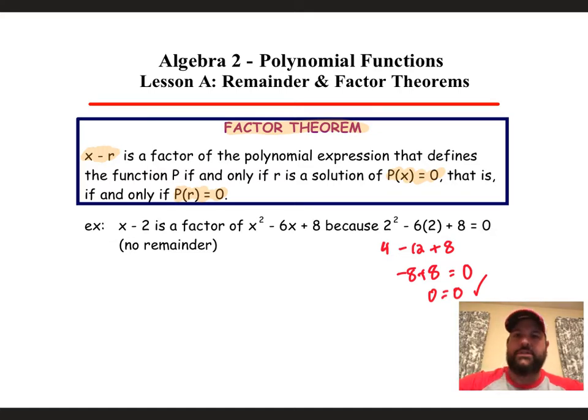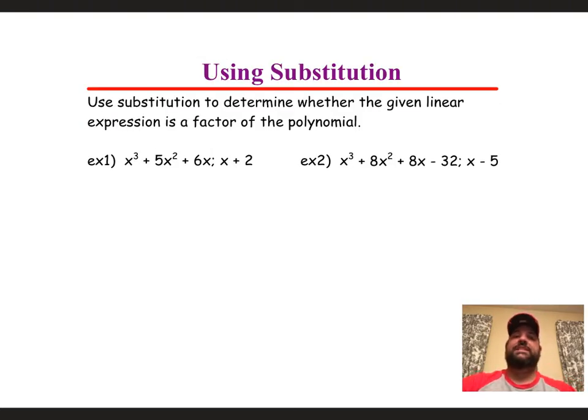So let's take a look at two examples where we're going to be using the factor theorem to determine is a binomial a factor of a polynomial or not. Alright, so we're going to test here the factor theorem by using the process of substitution. In other words, we're going to take whatever our linear binomial is, we're going to take the constant and we're going to substitute it into the function. And my factor theorem says that if I end up with 0, then it is indeed a factor. The one thing we want to remember is that we're always checking to see if the linear expression, which is x minus r, is going to be a factor.